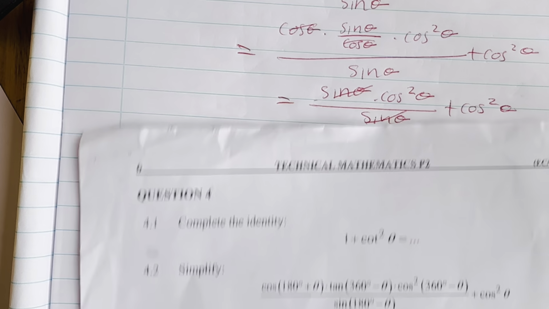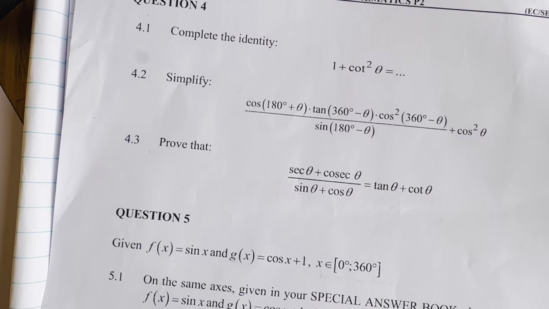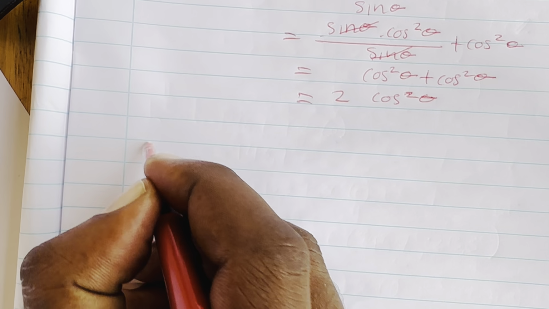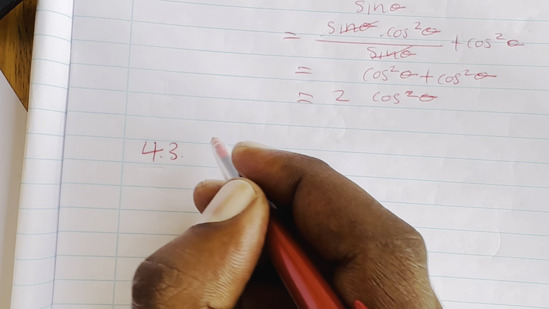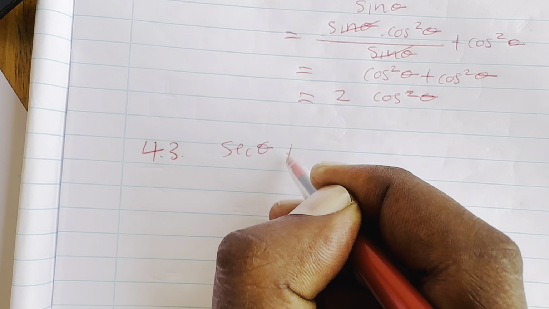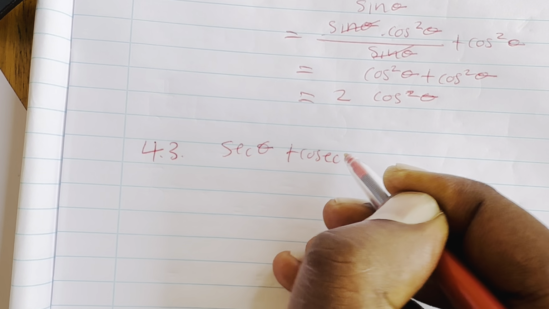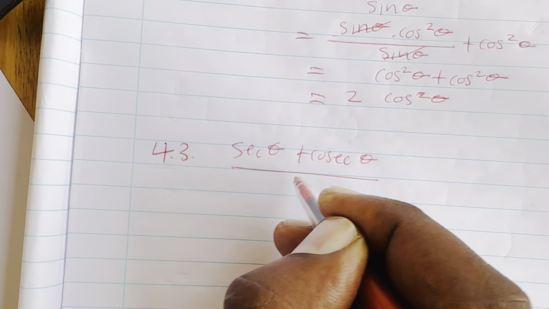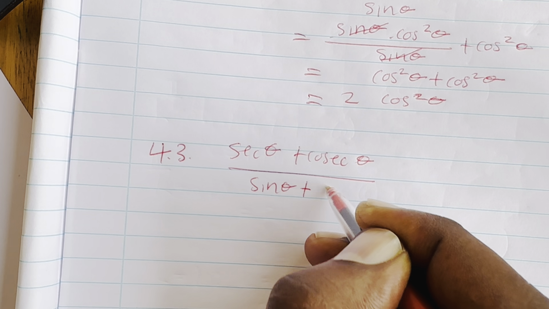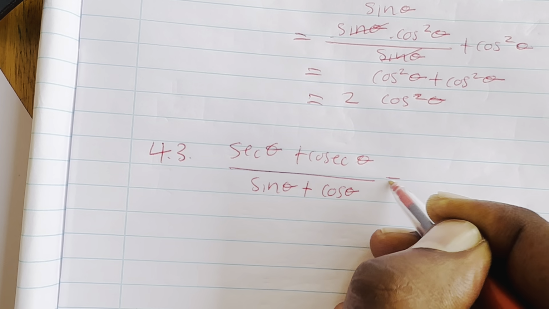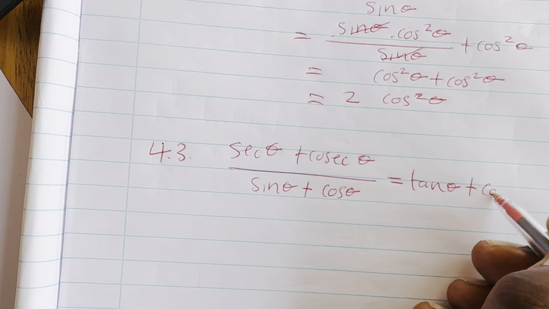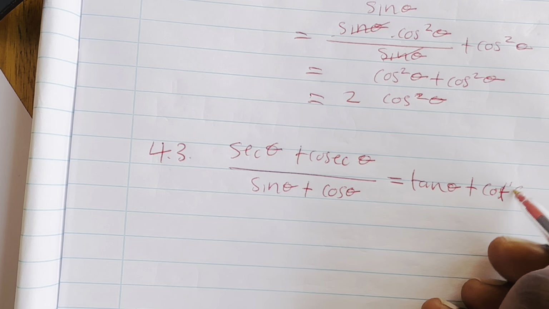4.3 now, it says you must prove that the left hand side is equal to the right hand side. So let's write the question, which is 4.3, which is given: sec of theta plus cosecant of theta divided by sine of theta plus cos of theta is equal to tan of theta plus cot of theta.